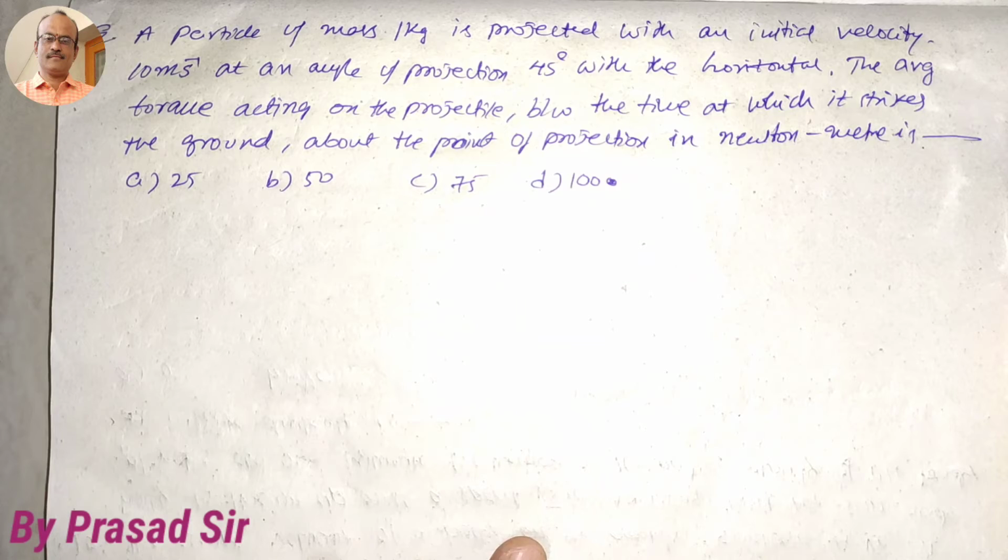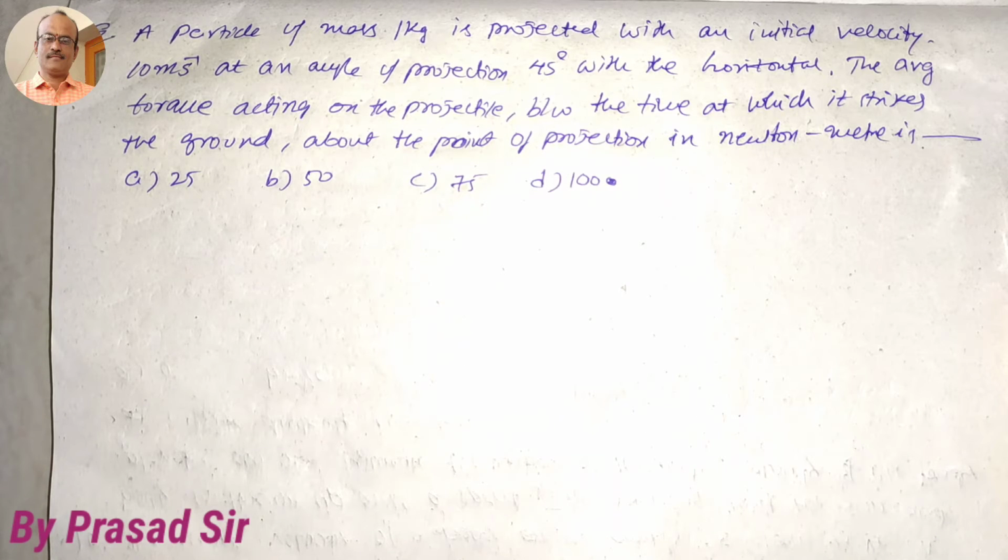Now the question number 9. A particle of mass 1 kg is projected with an initial velocity 10 meters per second at an angle of projection 45 degrees with the horizontal. The average torque acting on the projectile between the time at which it strikes the ground about the point of projection in Newton meter is how much?